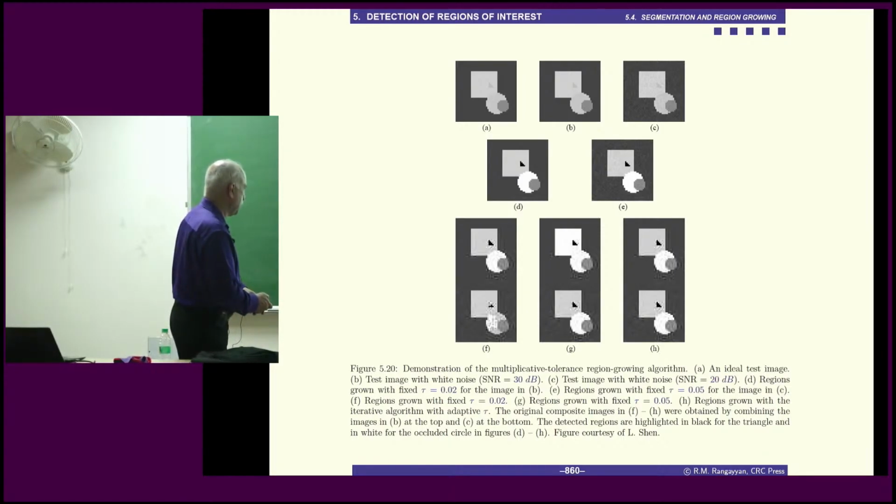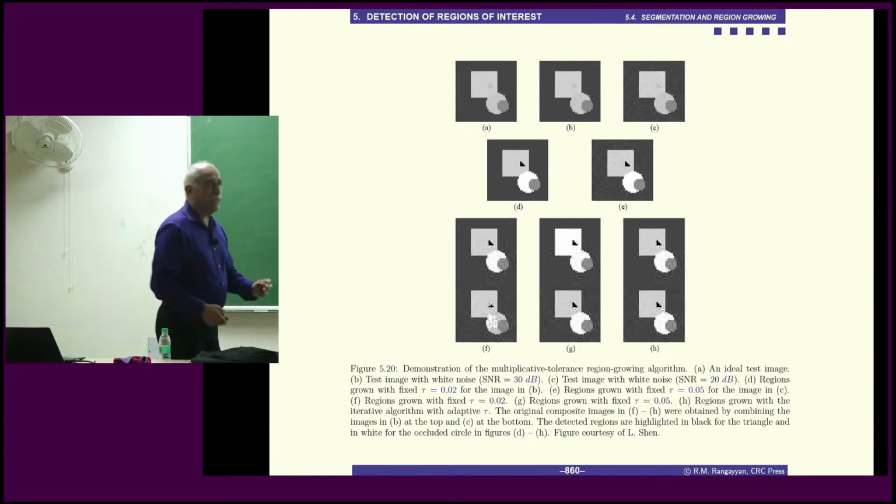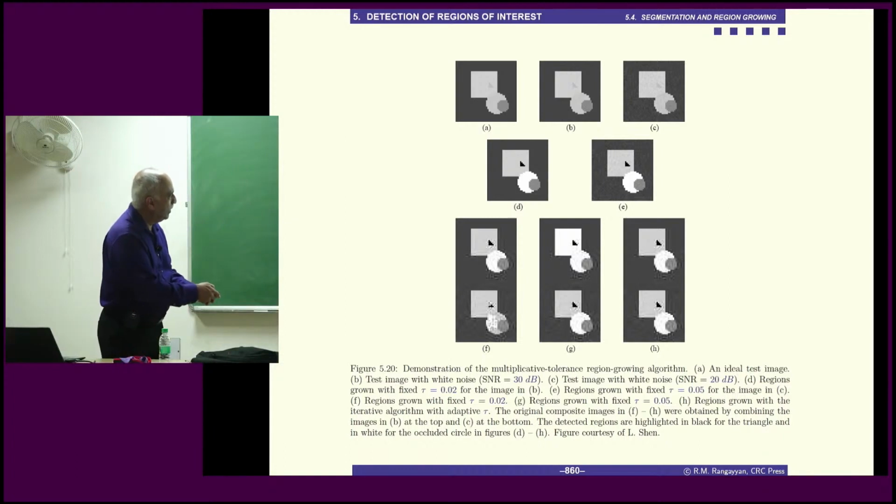GH, let me see, regions grown with the iterative algorithm with adaptive tau. So by creating these examples and adding noise, we can study the effect of region growing in the presence of noise as to where it fails. It is failing here, we're not getting the whole region. Without noise, there is no problem. With noise, one of them will fail. I get this, but I don't get that. Here also, it's good segmentation here, but not there. Here, both are segmented properly. The black triangle and the partial circle there.